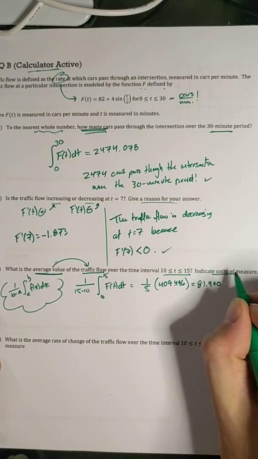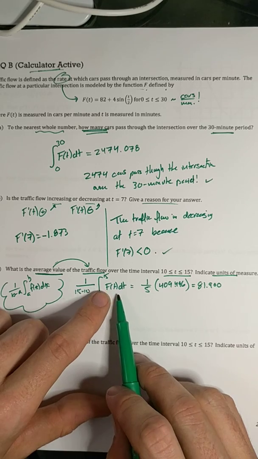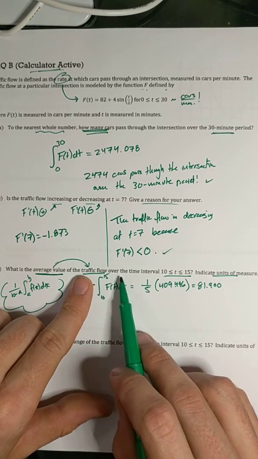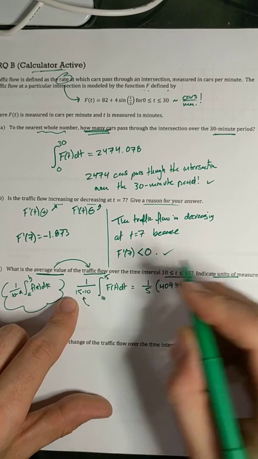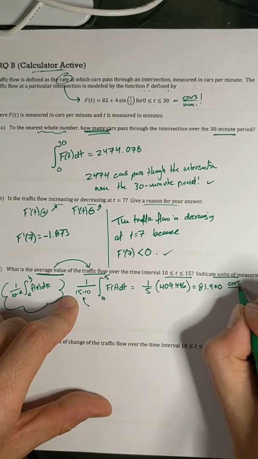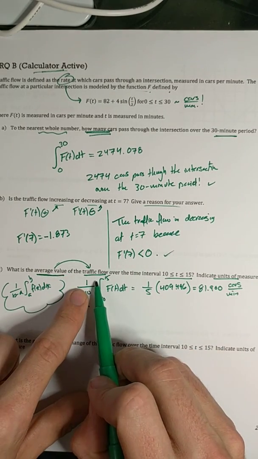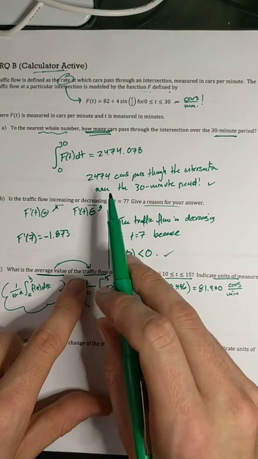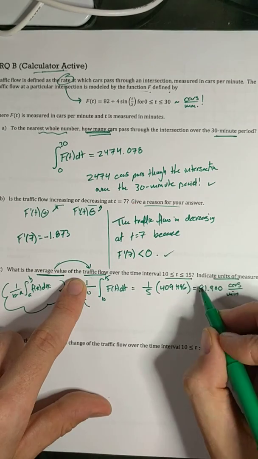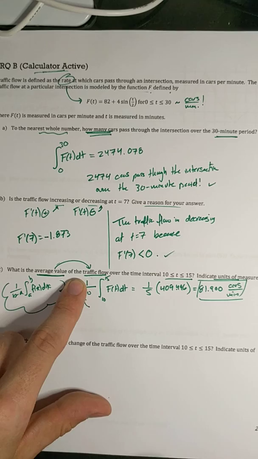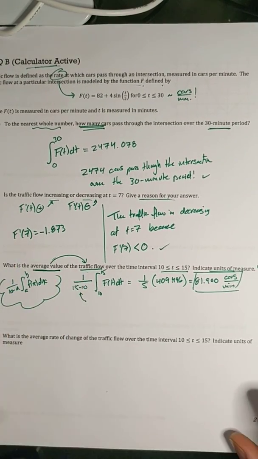I just need to indicate units of measure. Well, f of t was a rate, and so I found the integral of that, so that gets me to a quantity, so I'm talking about cars, but then the units here were minutes, so this would be cars per minute. If I think about average value of traffic flow, it should still be the units of traffic flow, which should be cars per minute. So we're good with our answer here. Don't miss indicating units of measure. Easy point, thinking through that stuff that we've done before.